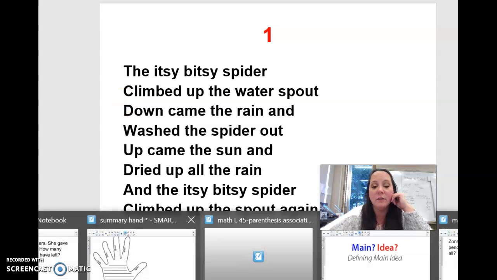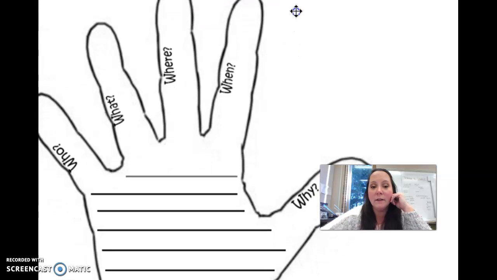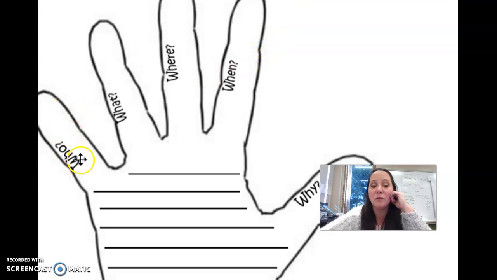Another strategy that we can use is using a summary hand. And this is when we are able to think, after we read, we think about who, which would be the characters, the what are they doing, where is our setting, so where is this taking place, and when, what time or when is this happening. And then, of course, we have our why. So we can fill in our chart, and then we can write our summary in our hand, because remember that a summary is just one sentence.